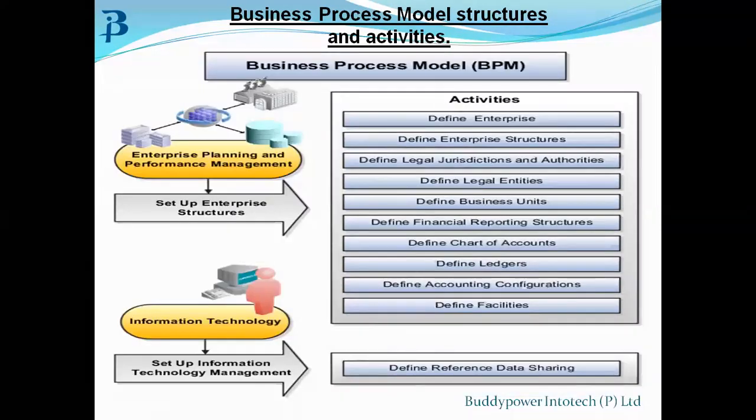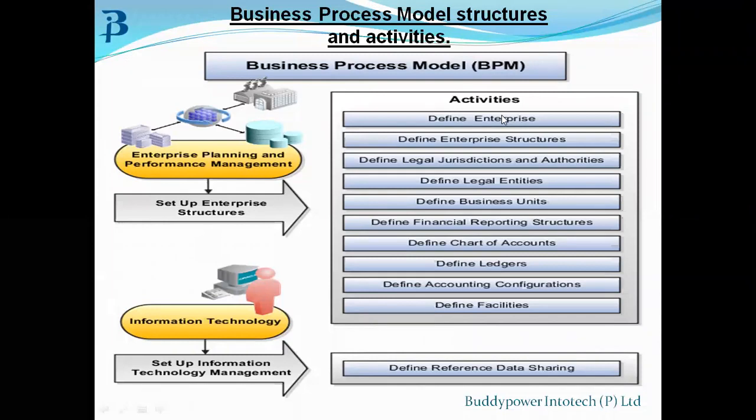So this is the business process model, structure and activities. Basically BPM is business process management, which is the workflow engine in Oracle Fusion, which helps to drive the approval management in Oracle Cloud. It is basically a complete set of tools for creating, executing and optimizing business processes. Now see, this is the BPM work list, to set up an enterprise structure.